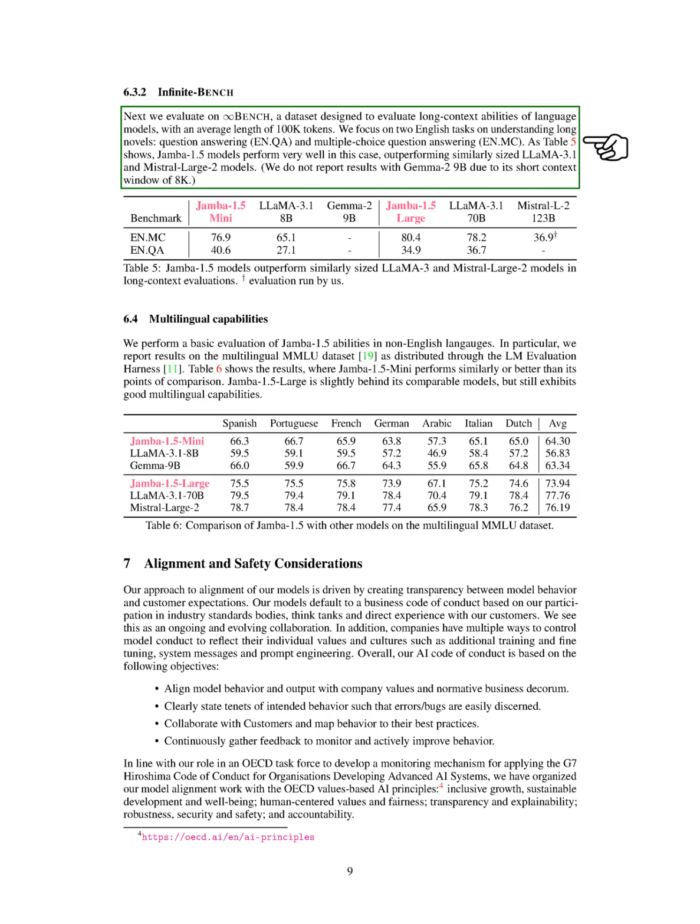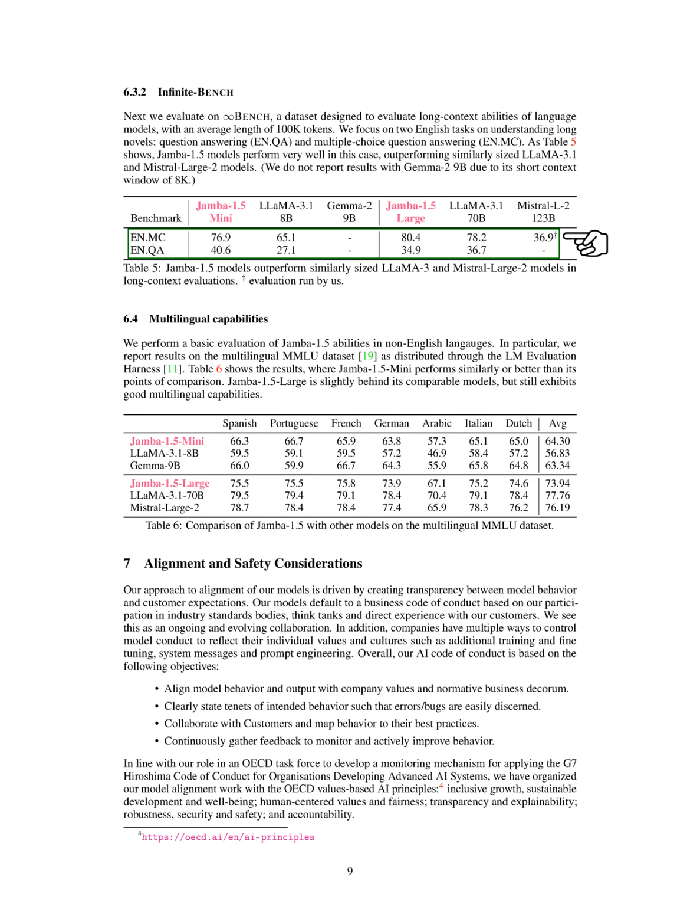Next, we evaluate our model on the InfiniteBench dataset, which averages 100,000 tokens. We focus on two English tasks related to understanding long novels, question answering and multiple choice question answering. Our Jamba 1.5 models perform exceptionally well, surpassing similar-sized models like Llama 3.1 and Mistral Large 2.